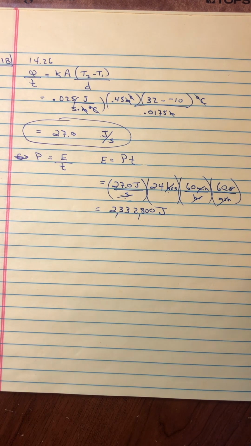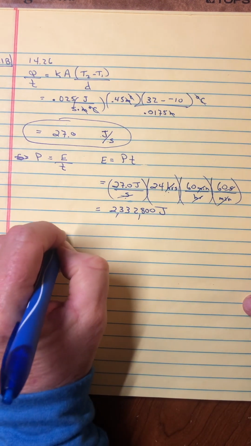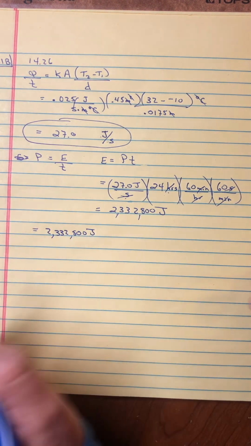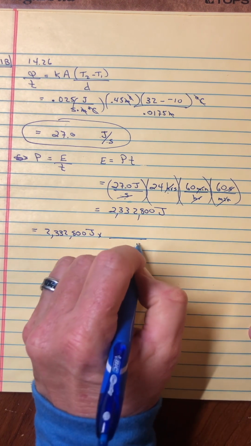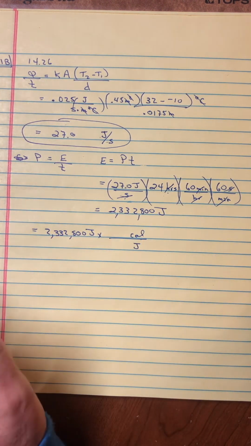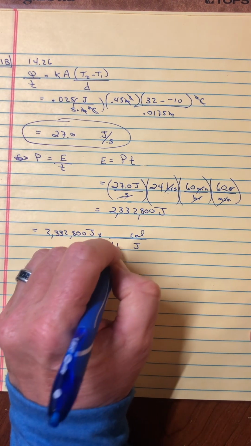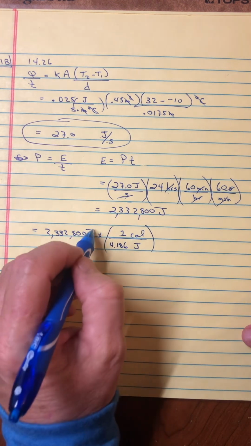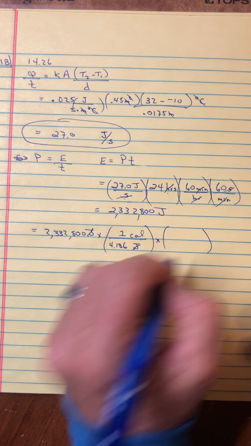Now, again, more unit conversion here. So I'll just rewrite that number and give myself a little space. To get rid of joules and turn it into calories, I've got to say that there's 4.186 joules in 1 calorie. And this is how we get it into calories with a small c.